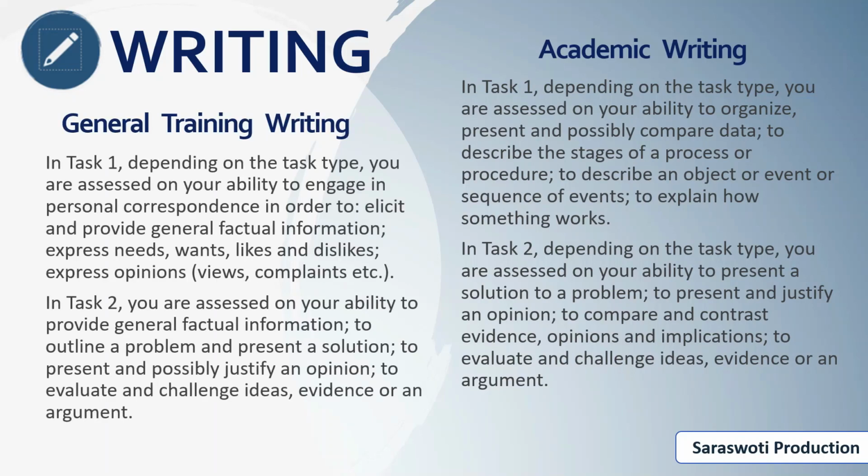In Task 1, depending on the task type, you are assessed on your ability to engage in personal correspondence in order to elicit and provide general factual information, express needs, wants, likes and dislikes, express opinions, views, complain, etc. In Task 2, you are assessed on your ability to provide general factual information, to outline a problem and present a solution, to present and possibly justify an opinion, to evaluate and challenge ideas, evidence, or an argument.